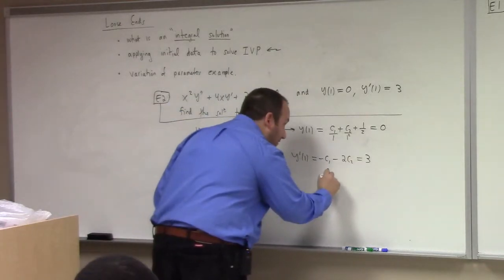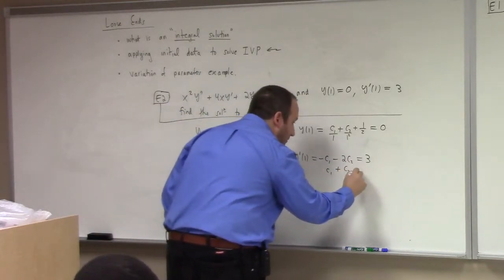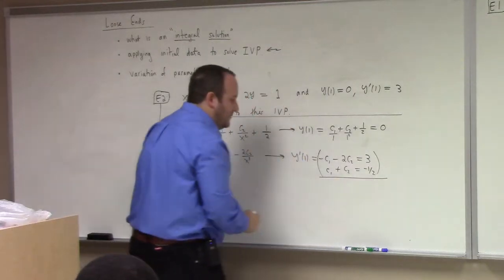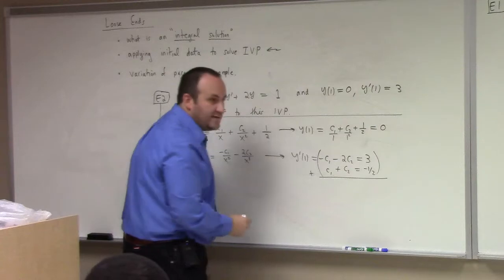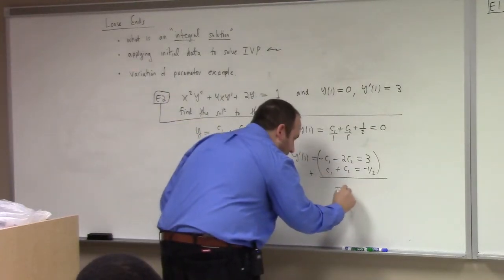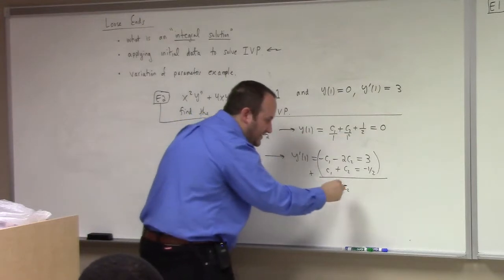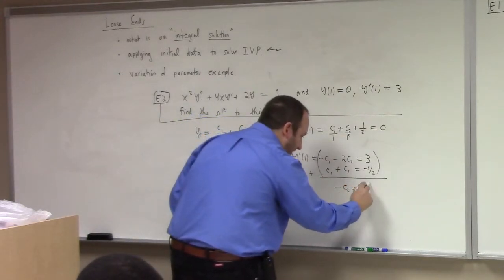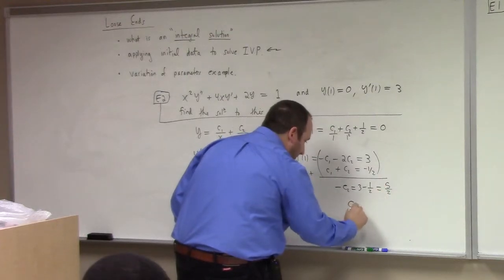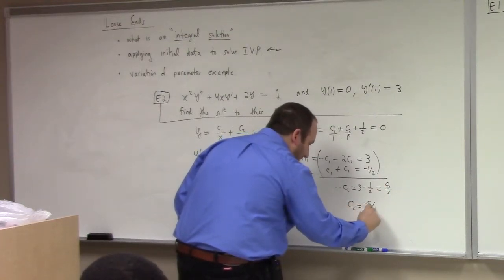I've got C1 plus C2 equals minus 1/2. And I just add equations when I see something like this. Adding the equations gives me minus C2. The C1s cancel, and I get minus C2 is equal to 3 minus a half, which is otherwise known as 5 halves. So C2 apparently is minus 5 halves.